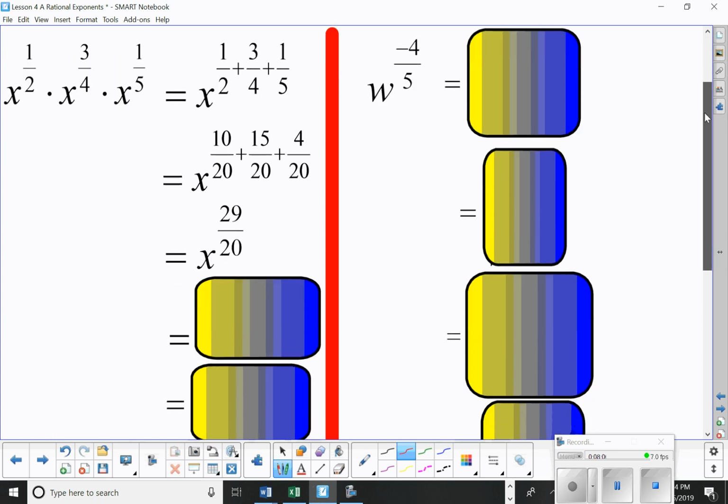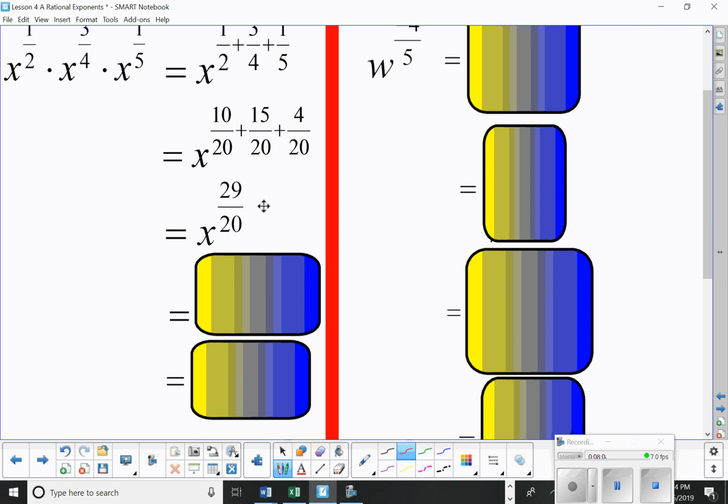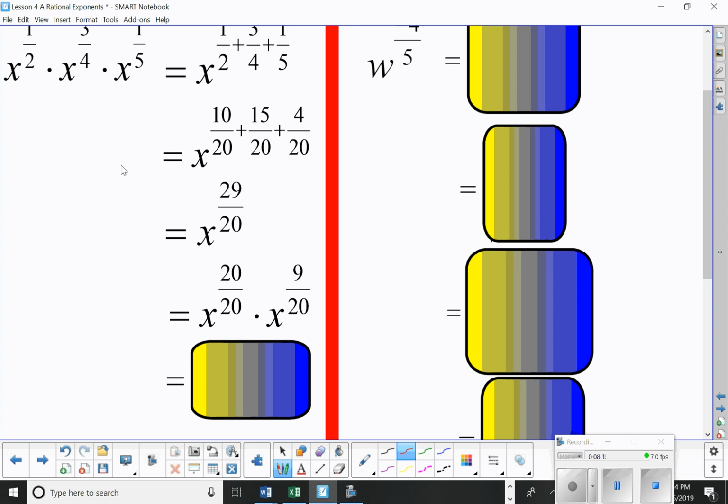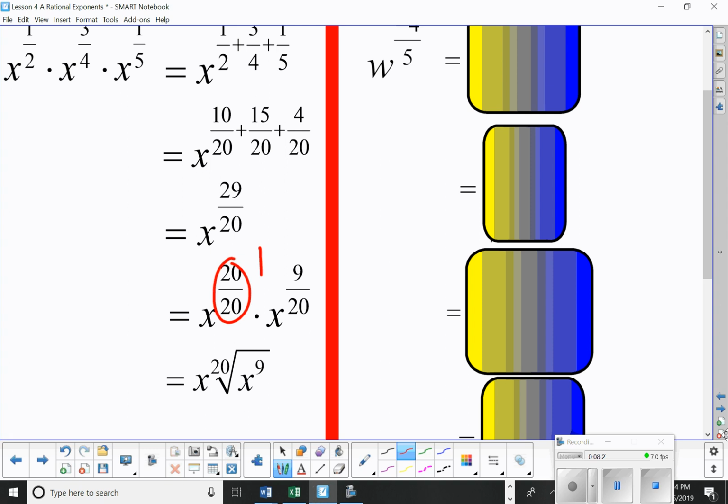That means I actually have x to the 20 over 20 times x to the 9 over 20. Why is this important? 20 over 20 is just 1, which means I have an x on the outside. And then this is the 20th root of x to the 9th. See? And in case you're not sure, this is like this.